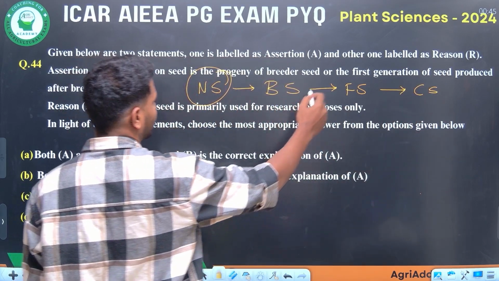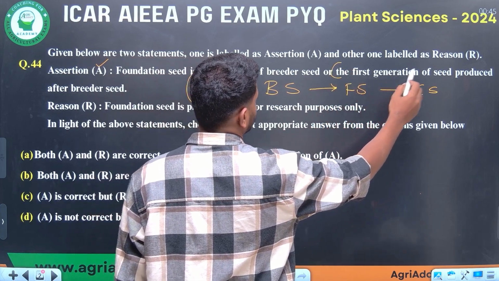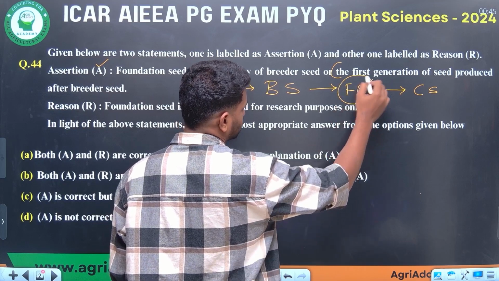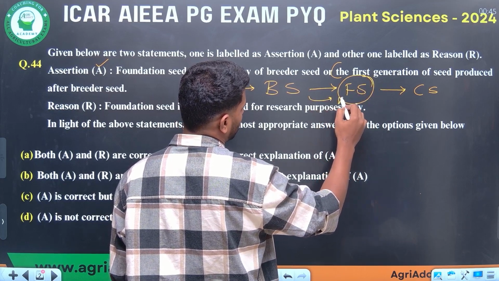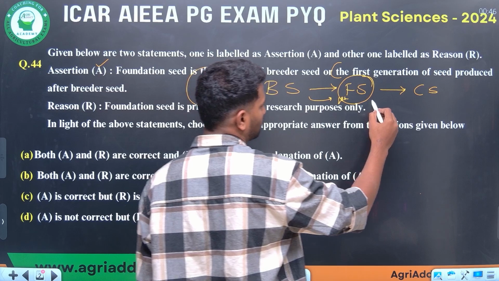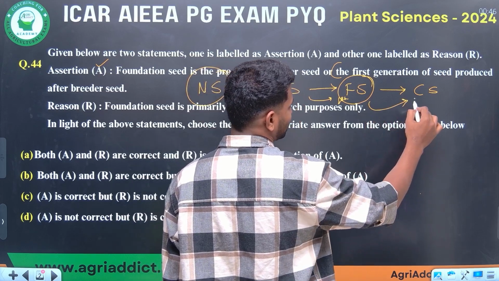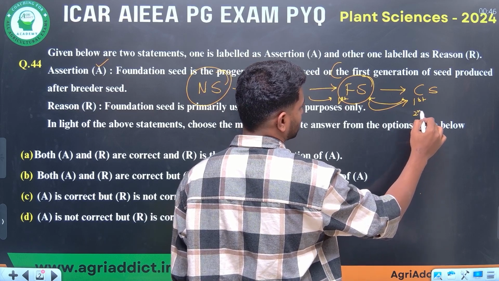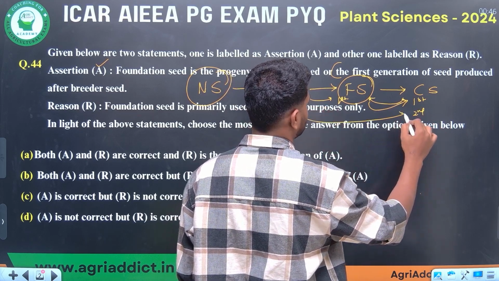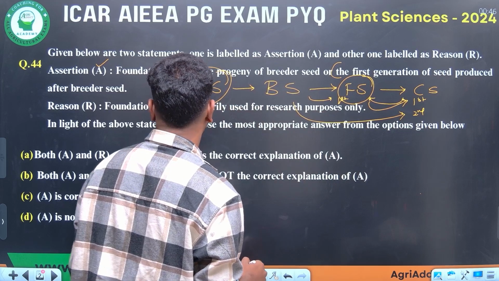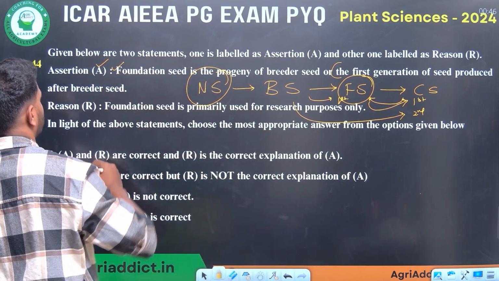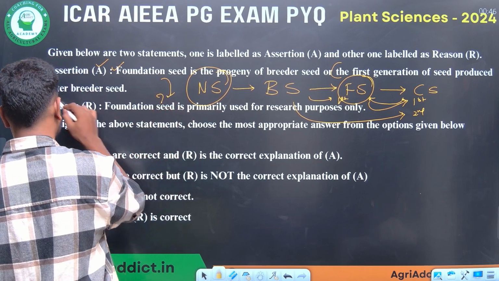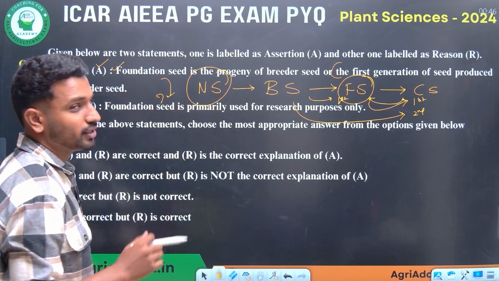So this sentence is saying that the first generation of a seed produced after breeder seed. This is obviously the first generation after the breeder seed. If I talk about certified seed, then this is the first generation after foundation seed, and it is the second generation after breeder seed. So this is how it goes. So according to this, the assertion is right, but whether the reason is explaining the above statement or not, that we have to look for.